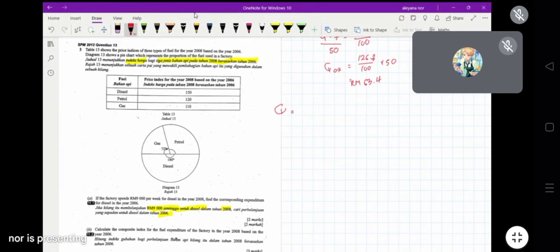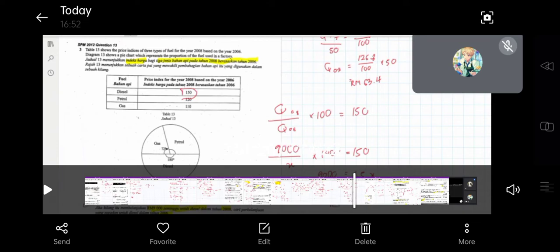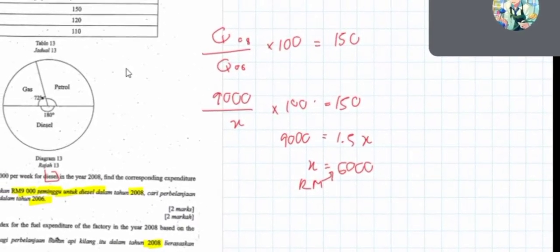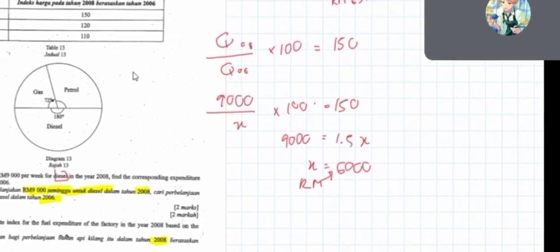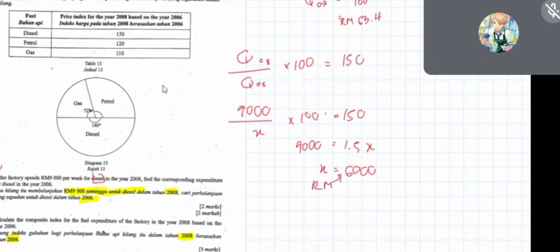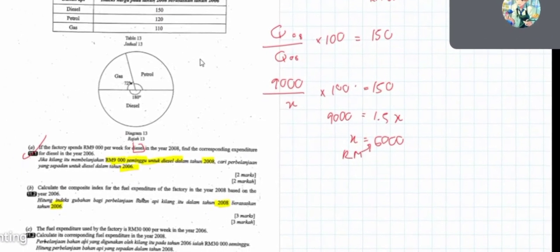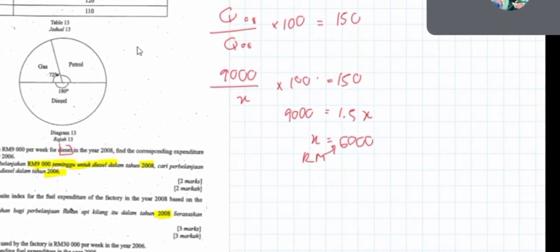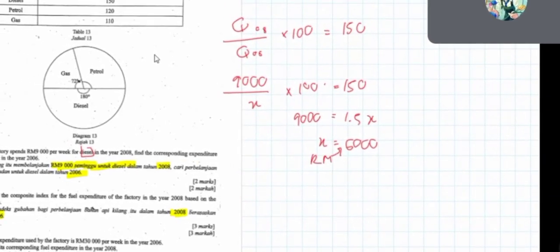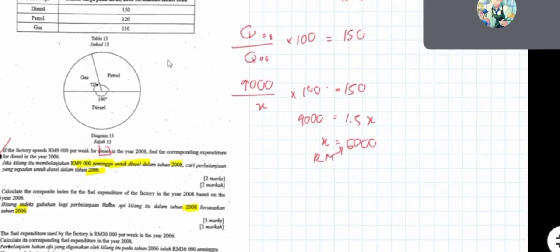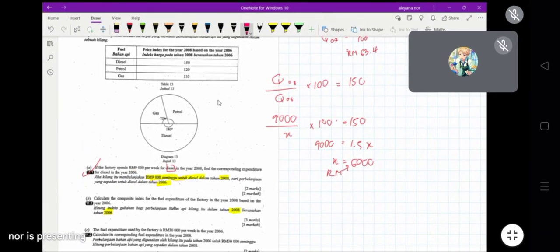So she's going to write it there, as I said. As I can explain again, 2008 to 2006 multiplied by 100 equals 150, which is your diesel's price index. And then for your 2008, you substitute 9,000, because it says 9,000 in the year of 2008. So 9,000 over x, you want to find 2006, multiplied by 100 equals 150. Then you do your normal algebra as usual, and you get x equals 6,000. Okay, now we go to question 2.